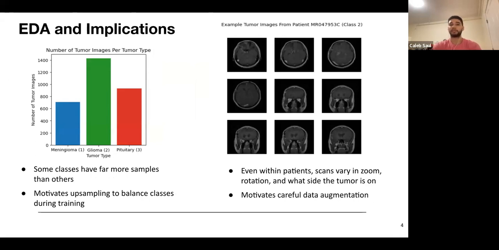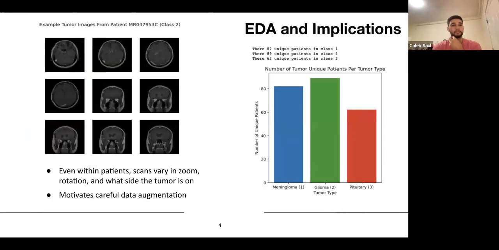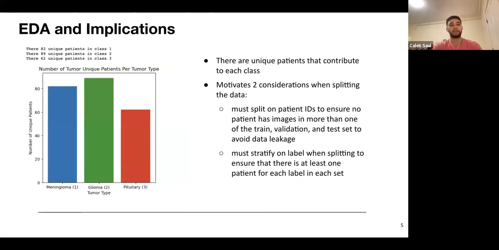We also looked at example tumor images from given patients, and we saw that even within patients, scans can vary in the amount they're zoomed in, their rotation, and kind of what side of the image the tumor is on. This motivates us to use careful data augmentation to try and not corrupt data, but still add some variance to it. And then lastly, we looked at the number of unique patients that contributed images to each class, and we saw that this number was different for each class.